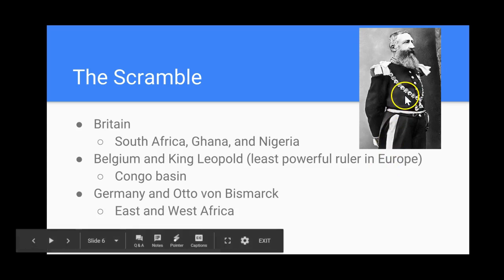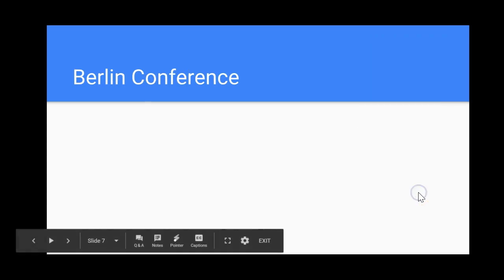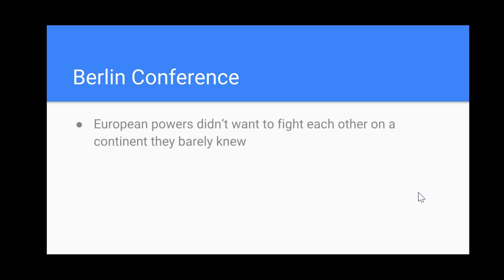All right, so this is the bad guy, King Leopold, and here is Otto von Bismarck. You can always tell a German by their hat, this pointy hat right here. Okay, now all of these guys get together and they decide how they're going to carve up Africa. And this meeting of the European leaders is called the Berlin Conference.